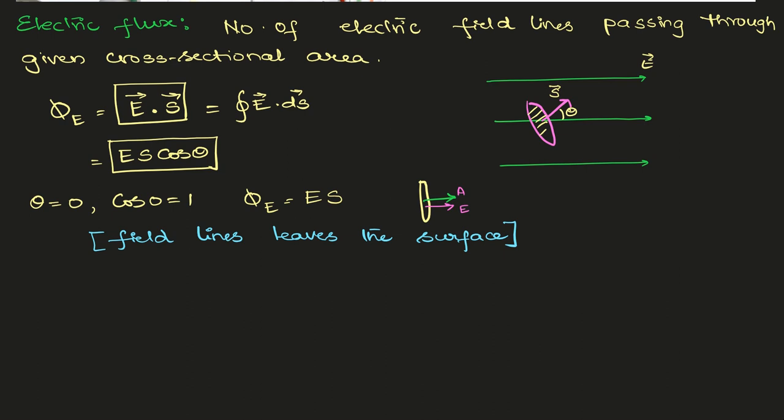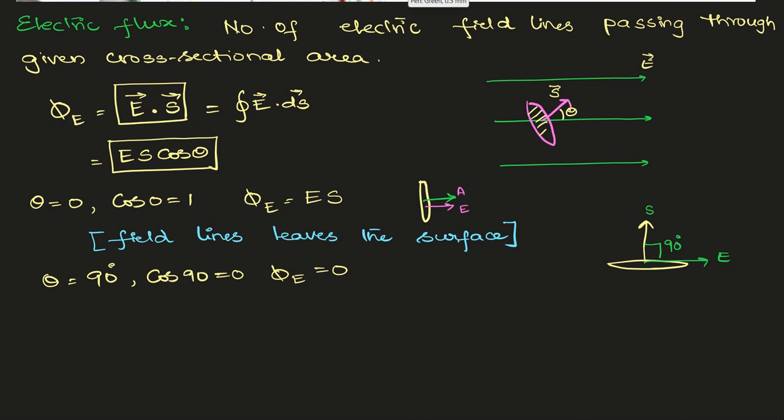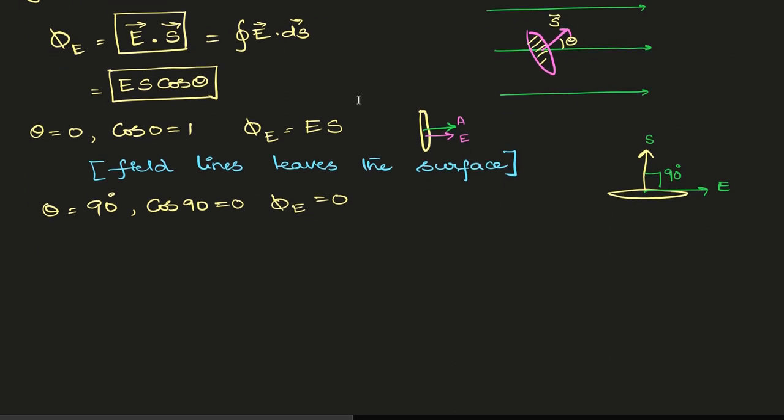Similarly, if theta is 90 degrees, then cos 90 is 0, so the flux linked with that surface will be 0. That means if the area vector is like this, and the electric field vector is in this direction, the angle between them is 90 degrees. In that case, the flux linked with that surface is 0, or there is no flux linkage.